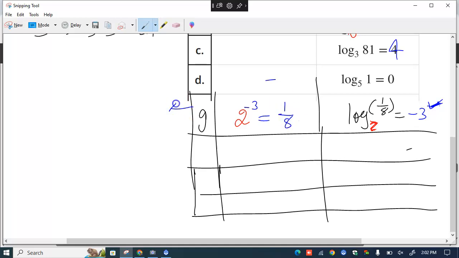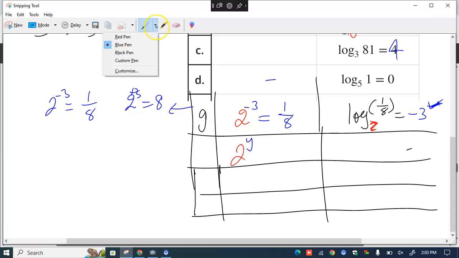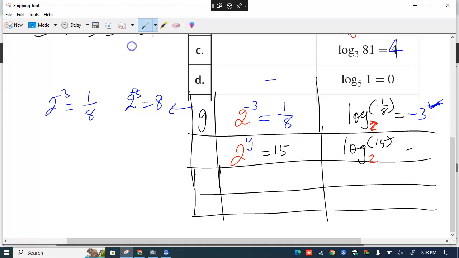And the good thing is, you remember that 2 raised to 3, if it is just plus 3, the answer is 8. So if it is 2 raised to minus 3, all you do is make a fraction and 8 is down. The next one is given 2 raised to y is 15. So they give us 2 raised to y, the blue y, equals 15 here. When we write in the logarithmic form, the 15 goes in the parenthesis, the base is the 2, and the answer is the blue y.